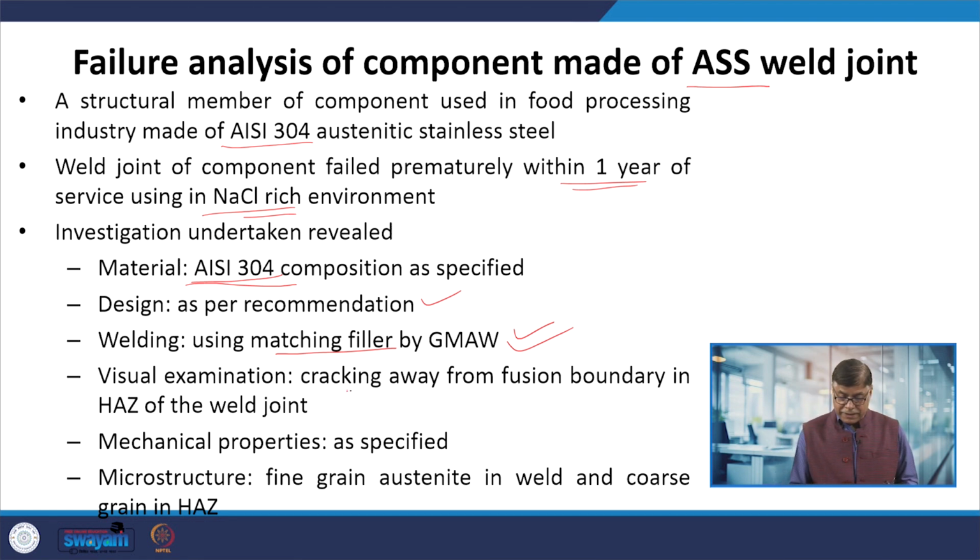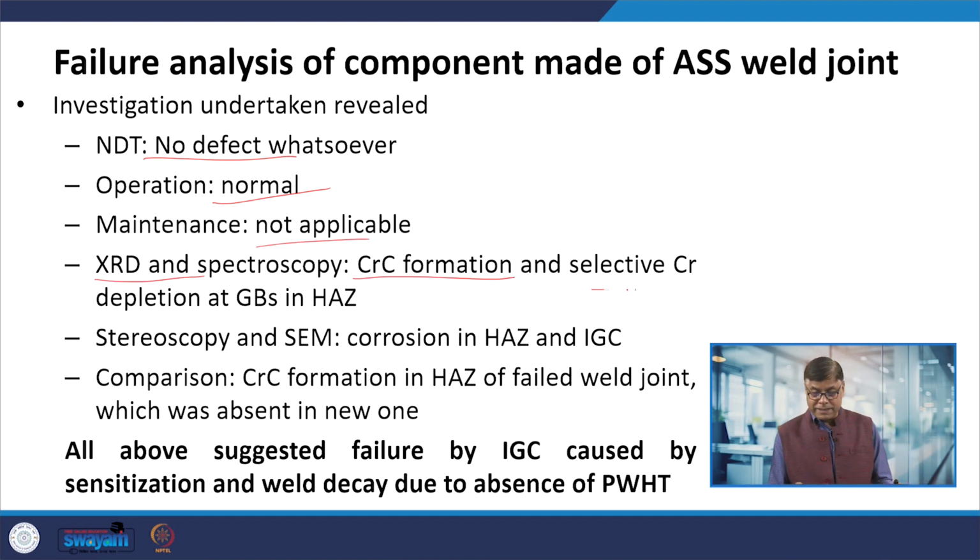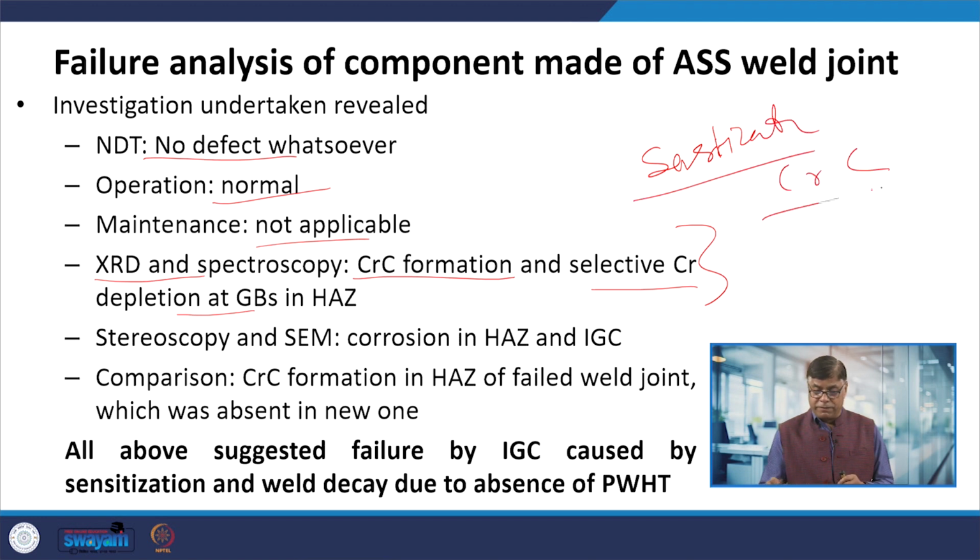Visual examination showed the cracking away from the fusion boundary in the HAZ of the weld joint. Mechanical properties were as specified, with fine grain austenite in the weld but a coarse grain structure in the heat affected zone. NDT shows no defect whatsoever, normal operation, maintenance not applicable, and XRD shows chromium carbide formation and selective depletion of the chromium from the grain boundary region in the heat affected zone. This is typically indicative of sensitization. Sensitization means chromium carbide formation is taking place, which leads to depletion of chromium.